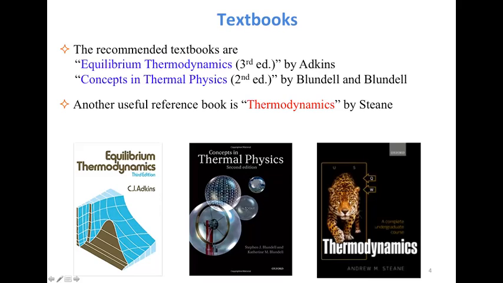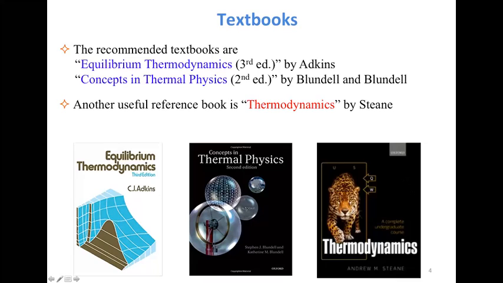Another one which is newer is this book by Steen. This is a rather thick book, about 200 pages, and almost entirely on thermodynamics. So this book has a more modern flavor, and is also a rather nice reference. This book has more words, so you need to be patient to read. If you want to get equations quickly, you might find it a little bit too long.